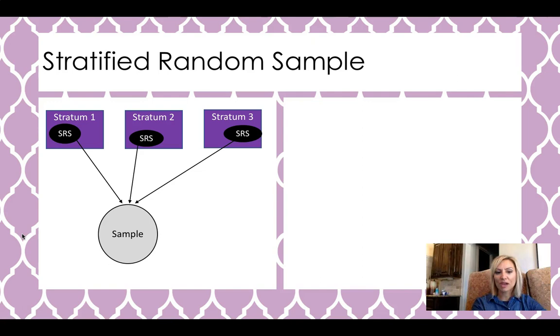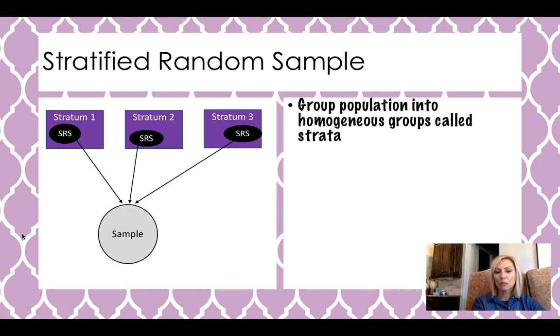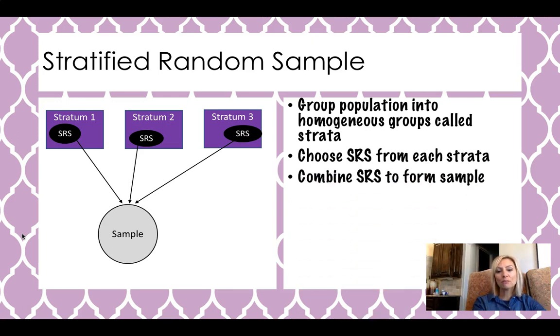Now, when we're doing a stratified random sample, we group our population into these homogeneous groups called strata. That again is not random. We've deliberately picked them based on some homogeneous characteristics. We also then choose a simple random sample from each of the strata, and we combine those simple random samples to form our sample that we're going to analyze that we'll calculate a statistic from as well.